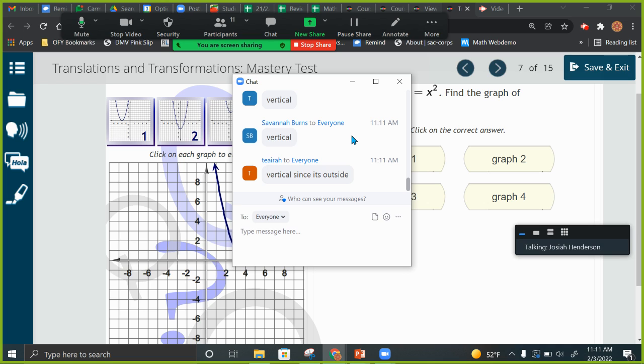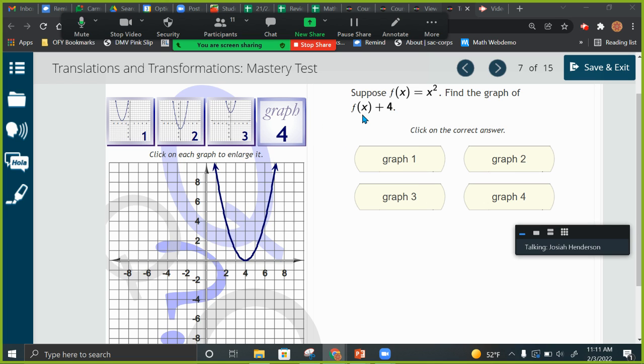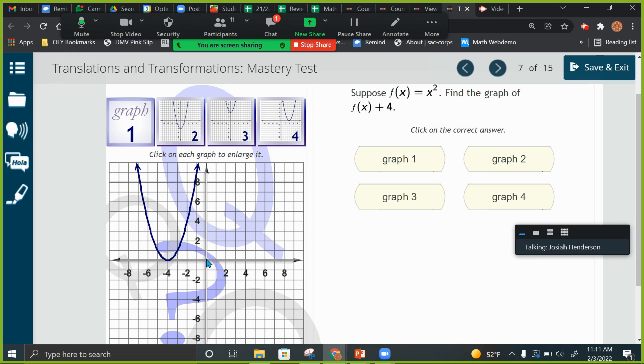Woo! Tira, vertical since it's outside. Savannah, vertical. Thank you, guys. You're all hearing what I'm dropping. So vertical is outside. Beautiful. So now we can eliminate any of the left-right moves. So number 1, it looks like they're shifting it over to -4 because that's where the bowl shape is. It starts at 0, 0. They're shifting it left 4, so it's not graph 1.